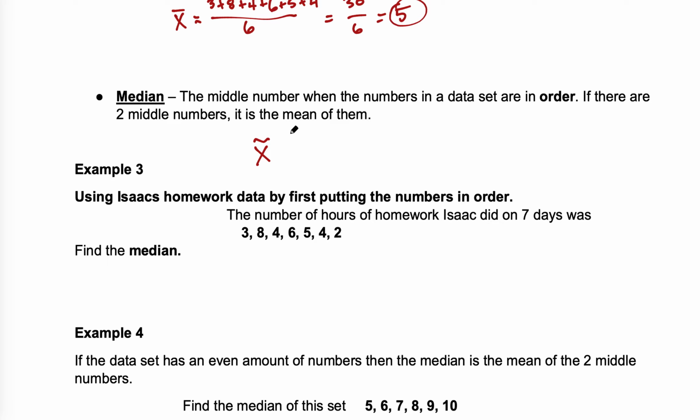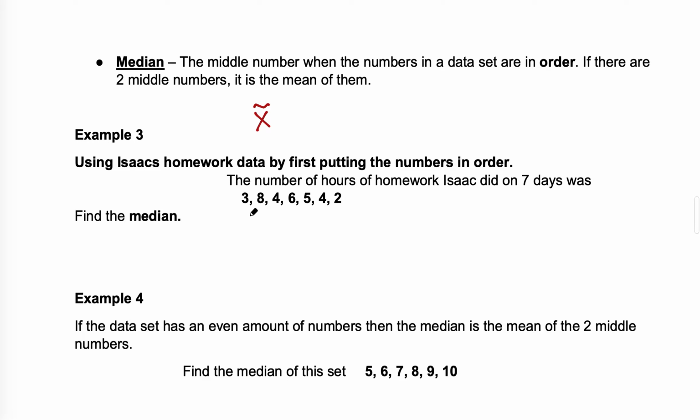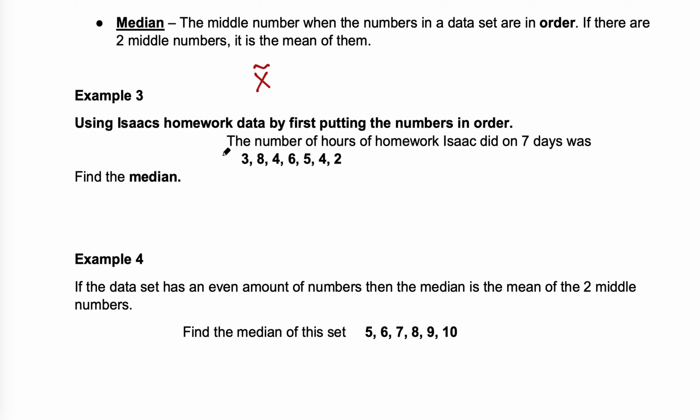So we're supposed to find the median for these 7 numbers. And let me move that down a little bit. So putting them in order, we've got 2, 3, 4. There's 2 4s, 5, 6, and 8. Okay. Now, having 7 numbers, it's probably small enough where you can just look and know the middle number's 4.